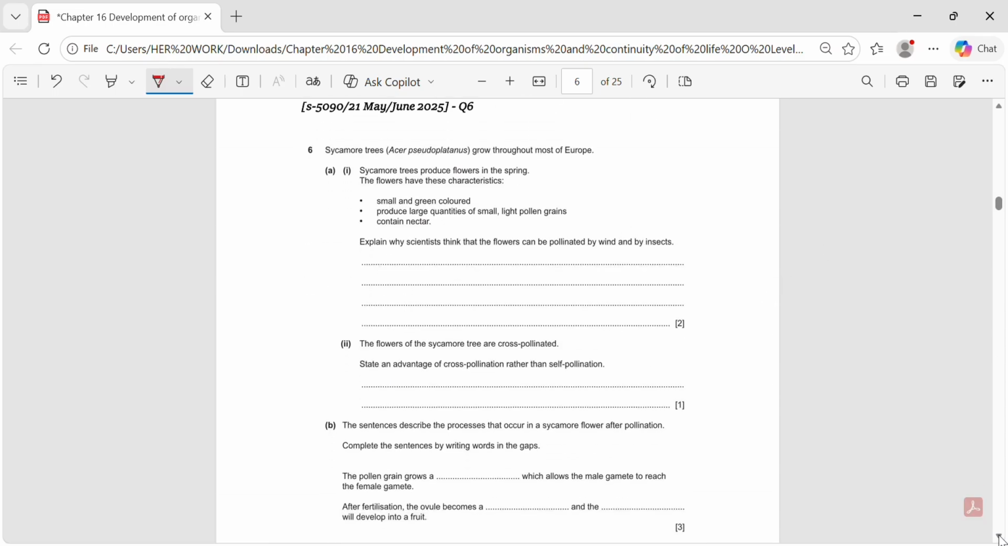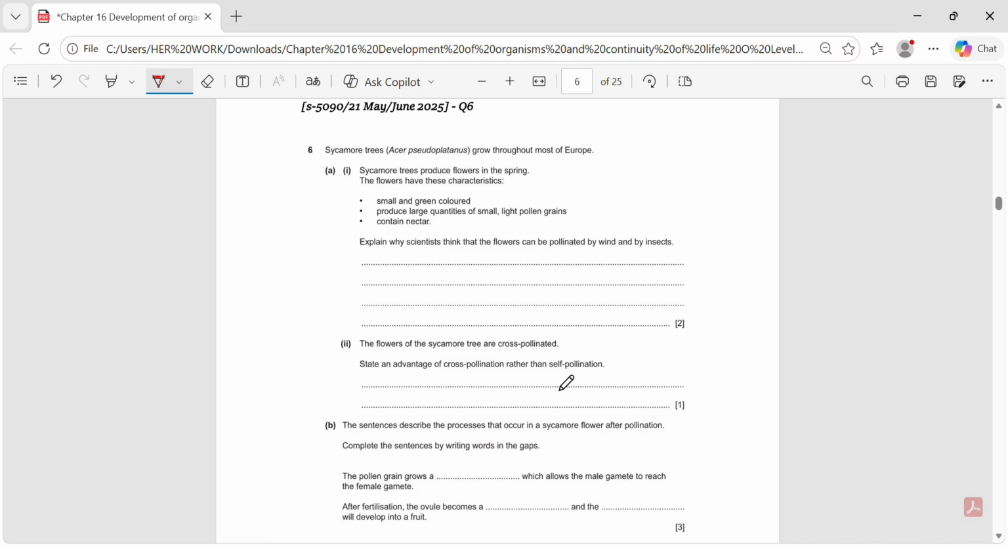Now coming back to paper 2 questions, we move to the next question which says, sycamore trees, scientific name is Acer pseudoplatanus, grow throughout most of Europe. Now part A, begins with, sycamore trees produce flowers in the spring. The flowers have these following characteristics. They are small and green-colored, produce large quantities of small, light pollen grains and contain nectar. Then it asks, explain why scientists think that the flowers can be pollinated by wind and by insects.